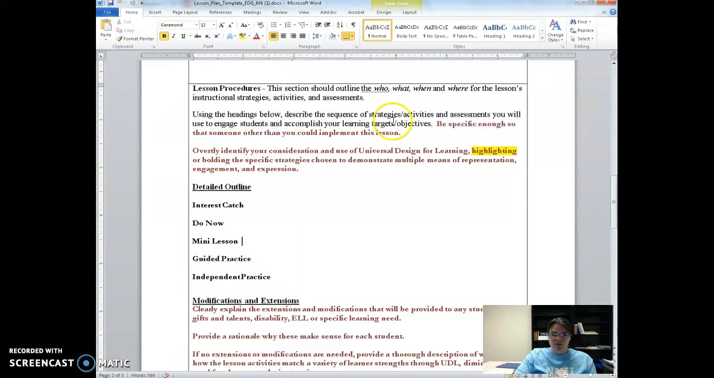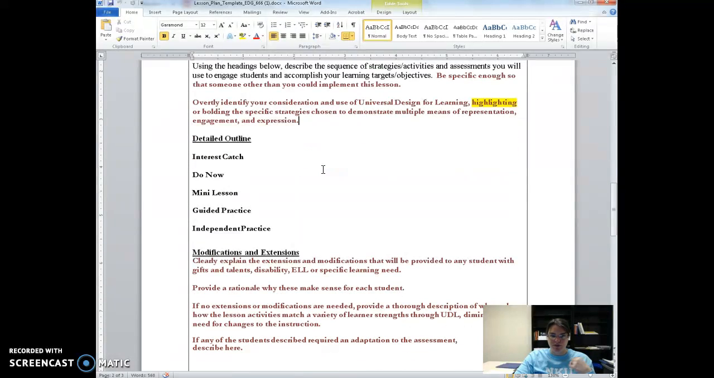And then also think about different ways that you're representing the material, you're keeping the students engaged, and different ways you're allowing them to express their understanding. So if they are having a group discussion and they are writing a reflection or doing an exit slip, those are two different ways that they're expressing their understanding. So just make sure that you are highlighting some of those different aspects that you're including throughout your lesson.